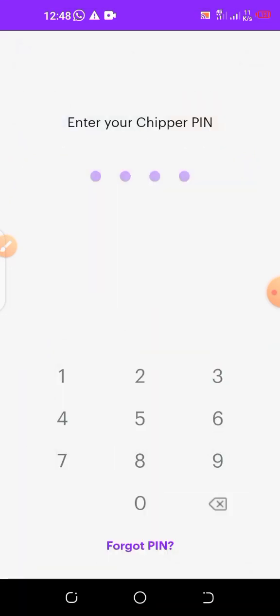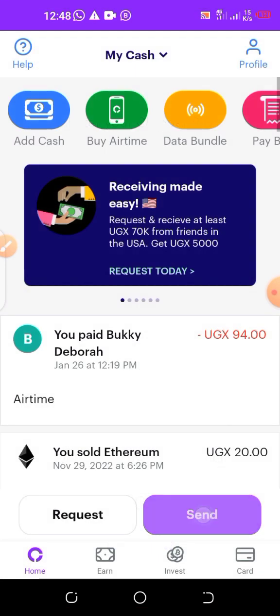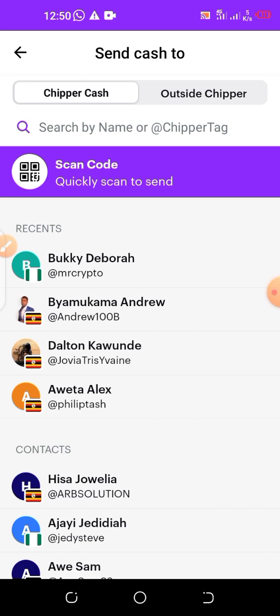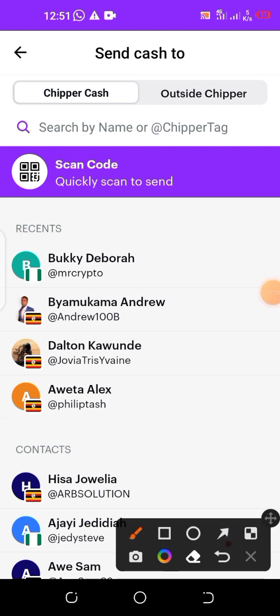So you come to your Cheaper Cash. I'm trying to show you an arbitrage that you can get a lot of money from. So when you come to Cheaper Cash and press send, I'm going to show you something. Now I'm giving you an example. If you look at this one, this person, here you can see this is a person from Nigeria. Now I'm going to show you how you can make profit from this arbitrage.